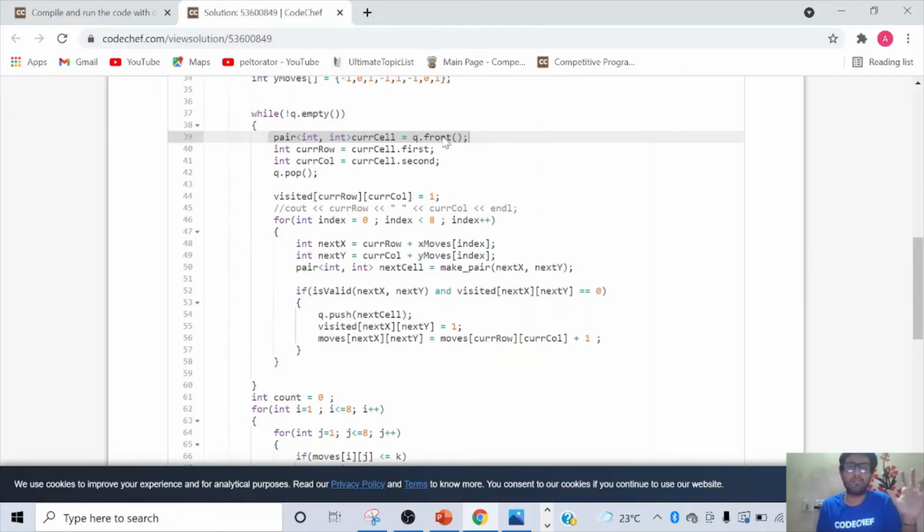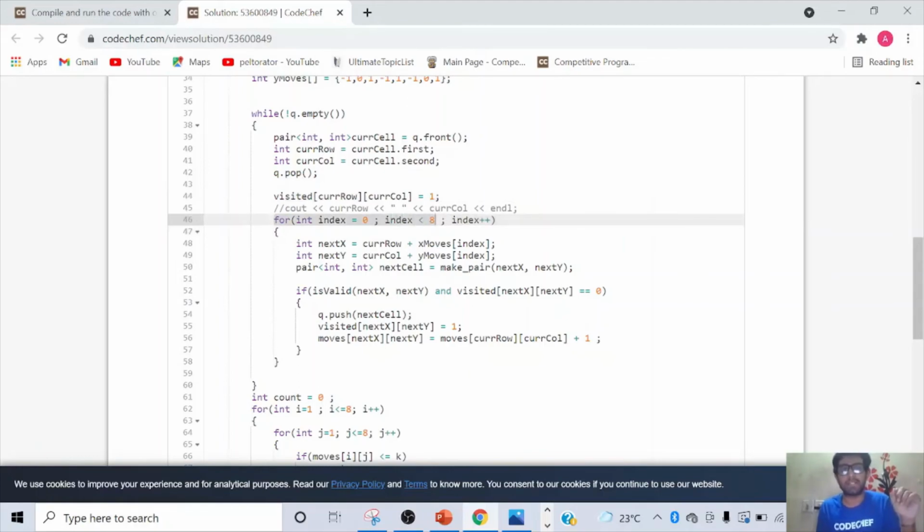So again, what we do, we take the front of the queue and pop it out from our queue. Now we have our current row and our current column. After that, we set visited of current row, current column to be 1. Now again, why the visited? Because we do not want to add a cell that has already been visited into our queue again. So we set this cell to be visited because we've seen it now.